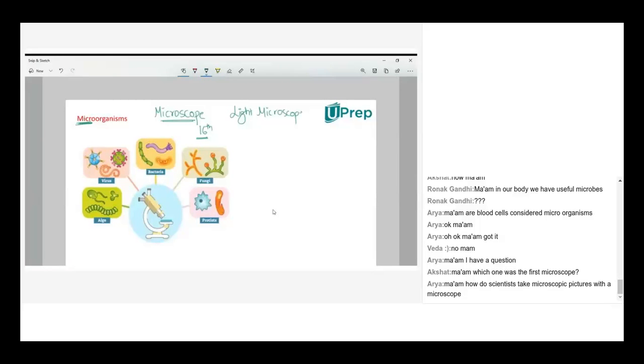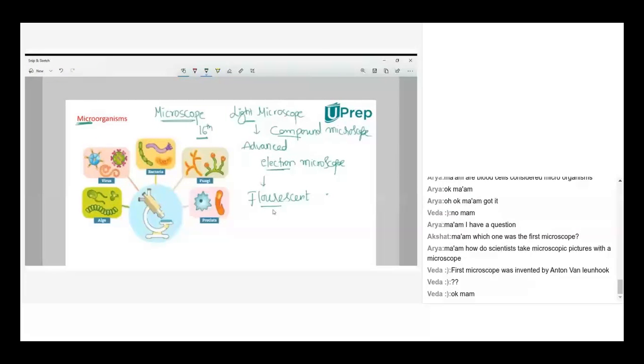After light microscope, we have an advanced type called electron microscope. In between, we have a compound microscope. There's not much difference between light microscope and compound microscope. Then the advanced one is electron microscope. Right now we have the fluorescent microscope. The instrument Anthony van Leeuwenhoek used was exactly what we call a microscope. That's a crude example of a microscope. But he was the one who used a microscope to observe a living cell.